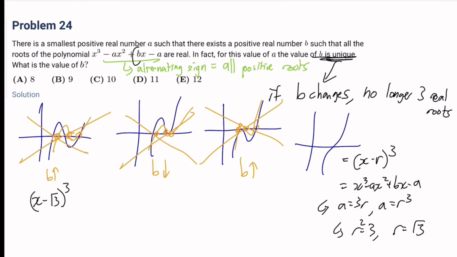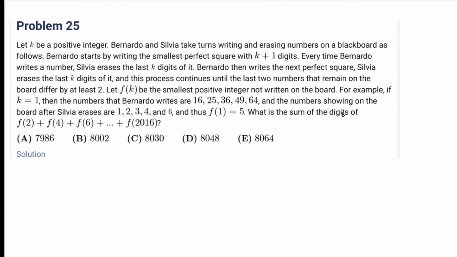And we want b, which is the coefficient of x to the first power. So that means b is going to be root 3 squared times 3, which is 3 times 3, which is 9. And so 9 is our answer. It's B. Last problem, number 25.